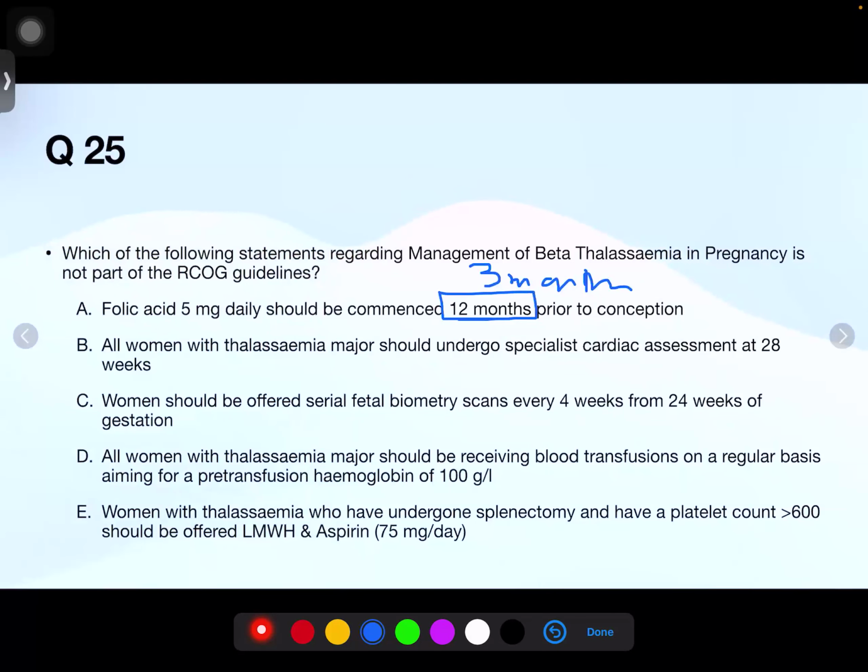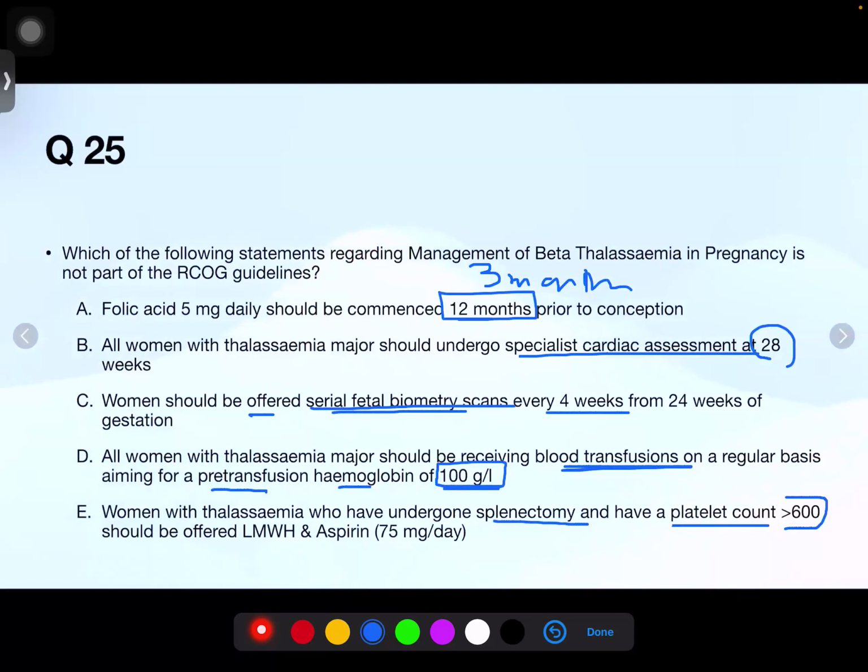Now read that. All women with thalassemia major should undergo specialist cardiac assessment at 28 weeks. Women should be offered serial fetal biometry scans every 4 weeks from 24 weeks. All women should receive blood transfusions on a regular basis, aiming for a pre-transfusion hemoglobin of 10. So pre-transfusion hemoglobin should always be 10. Women with thalassemia who have undergone splenectomy and have a platelet count more than 600 should be given low molecular weight heparin and aspirin.